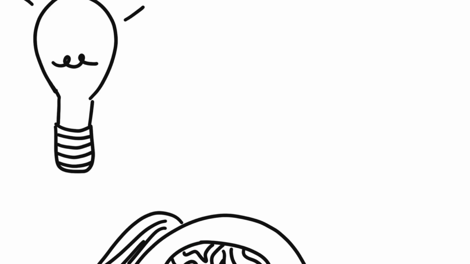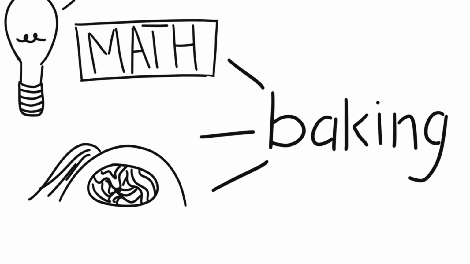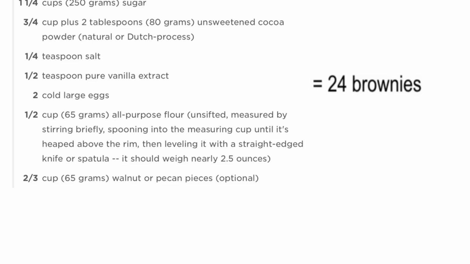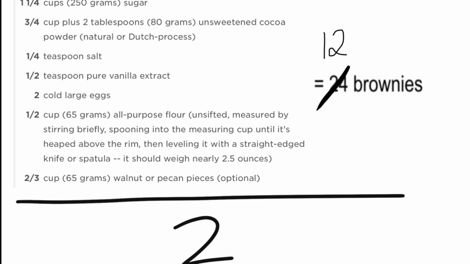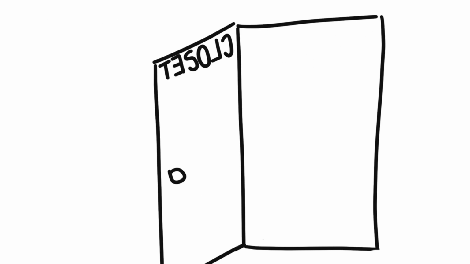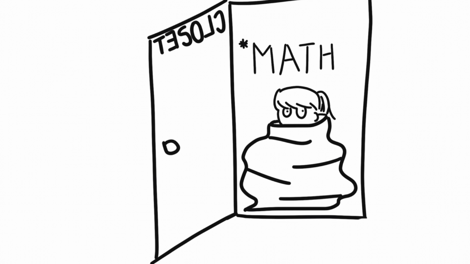You are secretly a math genius, so you recognized the math present in baking and realized that this problem was solvable. Your original brownie recipe made 24 brownies, but there were only 10 guests arriving, so you decided to halve the recipe. Because you are a closet math genius, you understood that the very first step to solving this problem was using proportions.